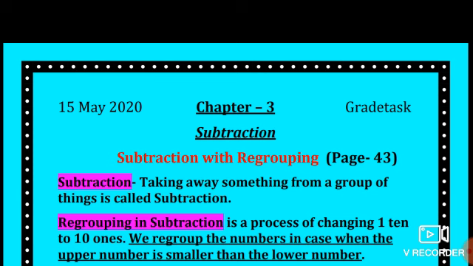For example, if we have to subtract 3 from 12, I will be writing 12 up and then 3 down. Can I subtract 3 from 2? No. In that case, we have to regroup 1 ten to 10 ones so that we can subtract.